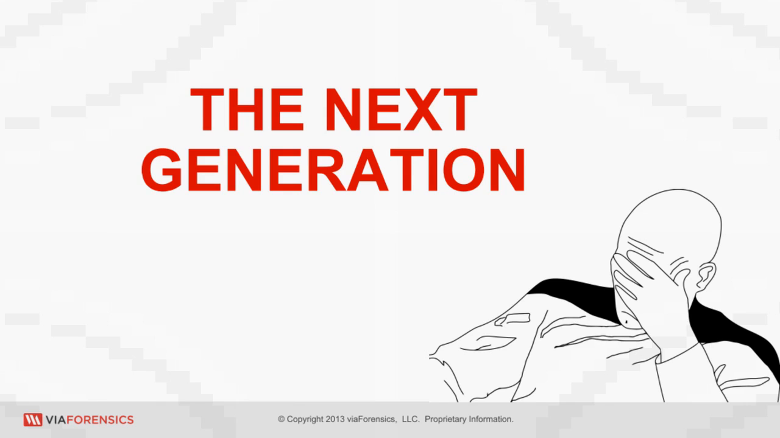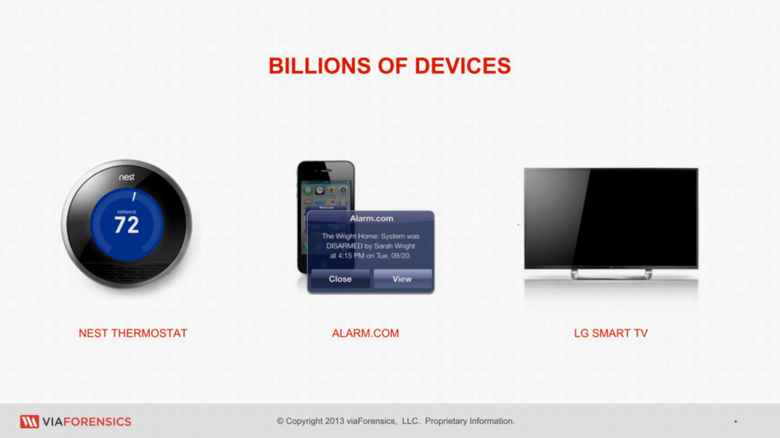So let's talk about the next generation of phones, and we've got our Picard meme there. The next generation, this is not going to stop. We've got billions of devices on the way, and it's not just going to be phones. You've got the Nest thermostat that can tell you exactly how warm it is. I believe that's based off Android. You've got LG smart TVs that are the same. Alarm.com that communicates with your home. Another example is microwaves that run off Android.